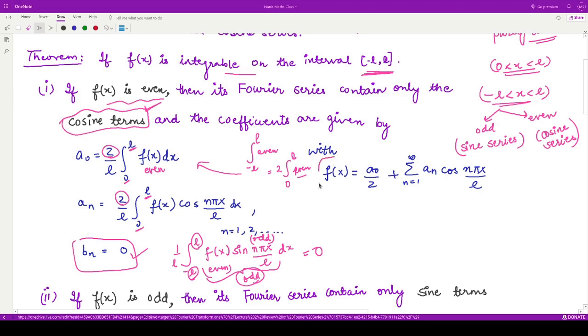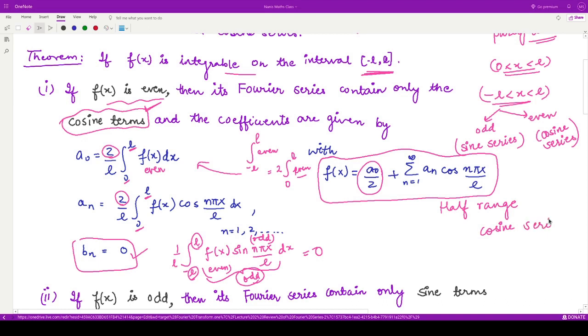Moreover, the Fourier series then becomes a0 by 2 plus summation n varies from 1 to infinity a n cos n pi x upon L. So now you see we only have the constant term and the cosine terms. This is the half range cosine series.